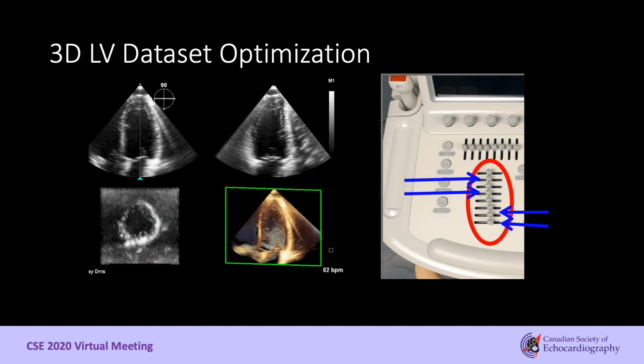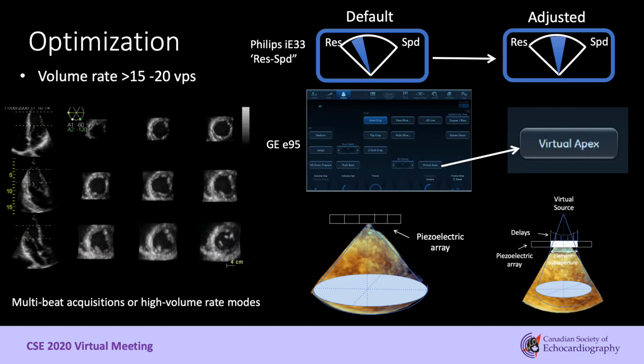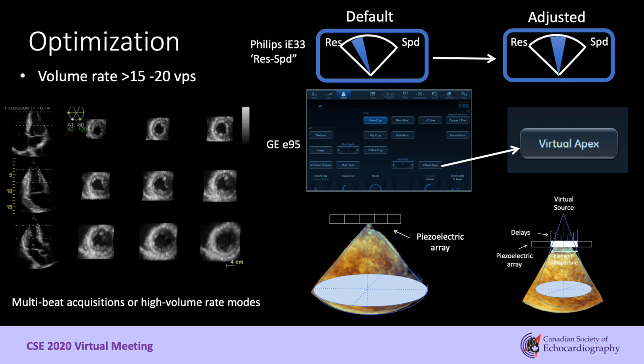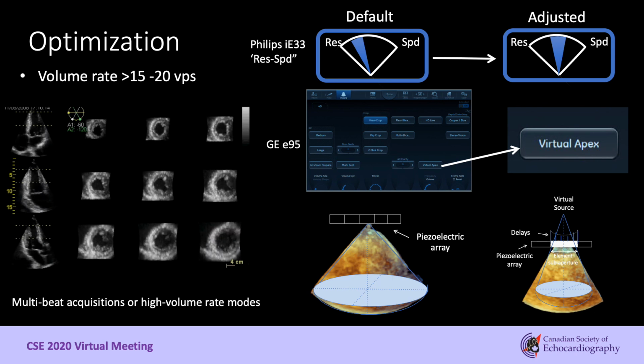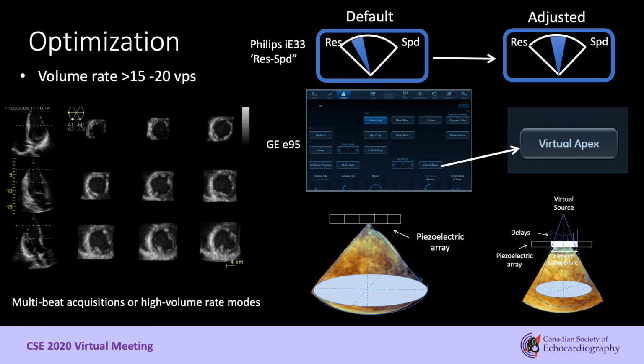It is also sometimes recommended that you slightly overgain the apex and decrease the gains in the basal segments to improve your quality. Your volume rates for your 3D data sets should be ideally over 20 volumes per second, although over 15 is acceptable. The reason you want to do this is you want to make sure that you don't miss the true end diastole or the true end systolic volumes, as these will affect your ejection fraction measurements.